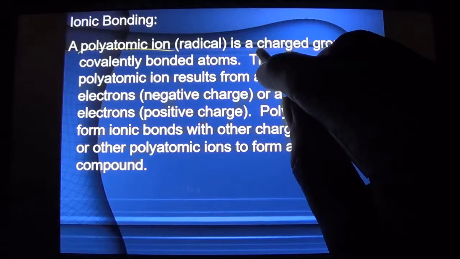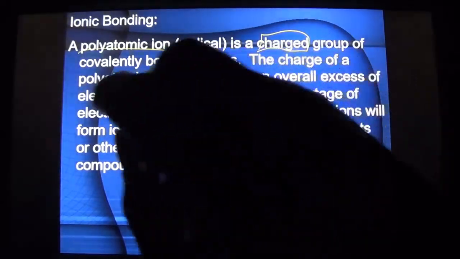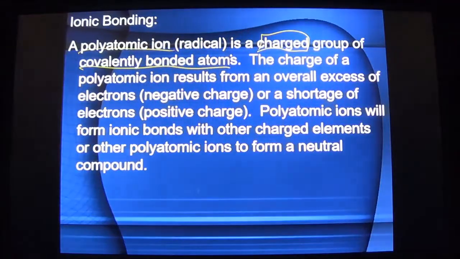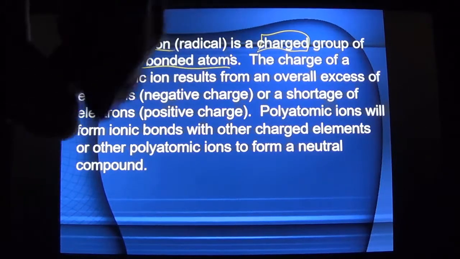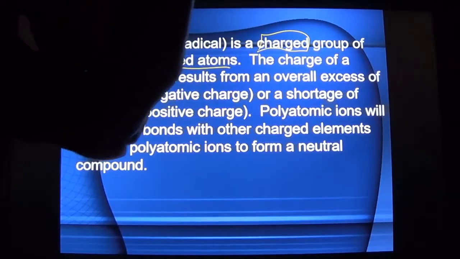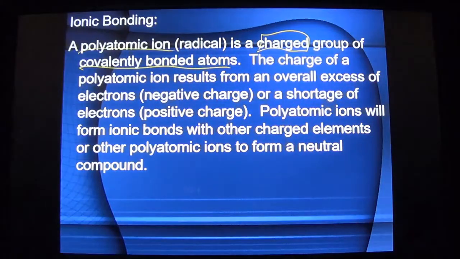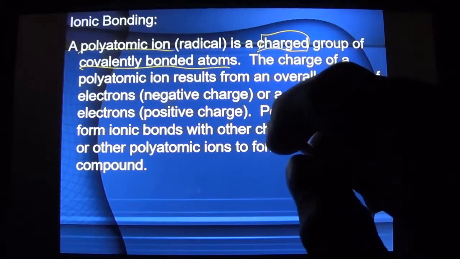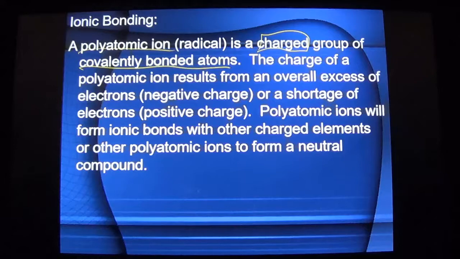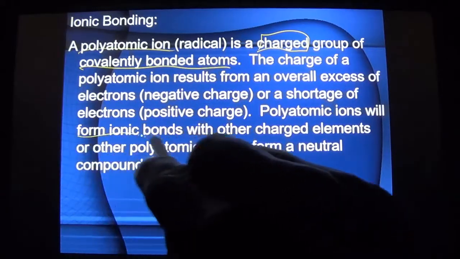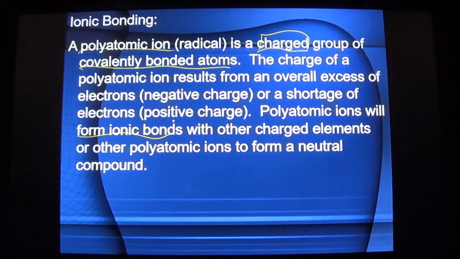It is an overall charged group of covalently bonded atoms. So even though they're all stuck together inside with covalent bonds, overall they have a charge, so they will then bond ionically. Now the charge of the polyatomic ion results from either too many electrons than normal or too few electrons than normal. And so once you have a polyatomic ion, it will form ionic bonds with other things that form ionic bonds.